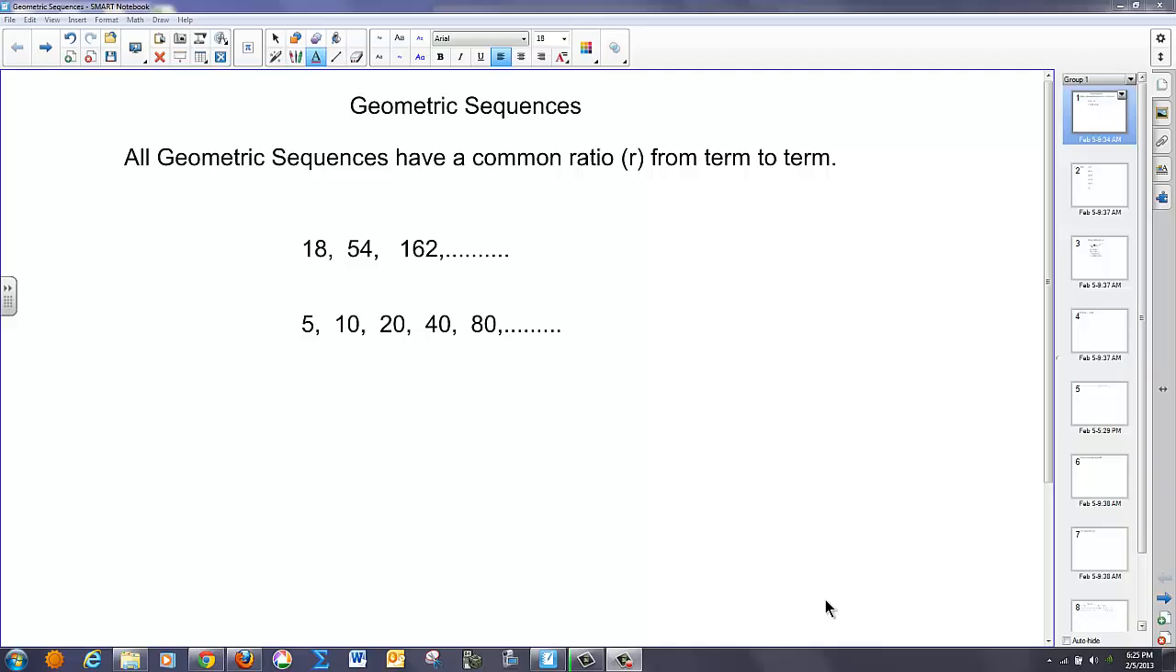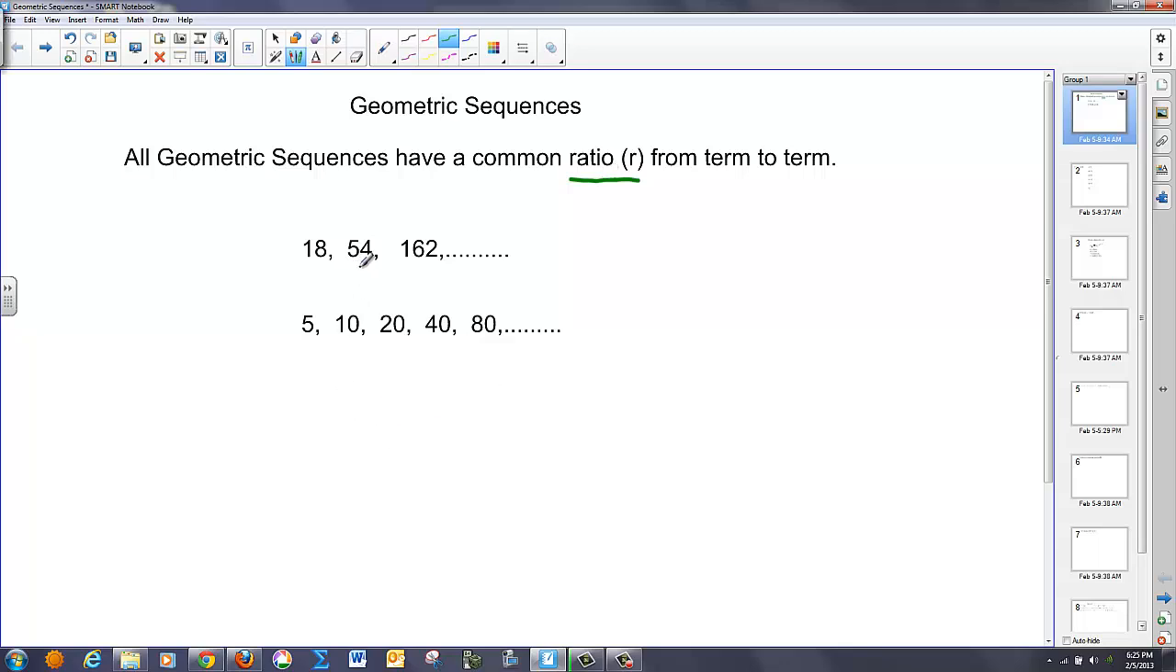So the next logical progression from arithmetic sequences is to geometric sequences. The major difference between the two being that in geometric sequences, we have a common ratio between terms. Ratio is different than difference in that a ratio is a division.